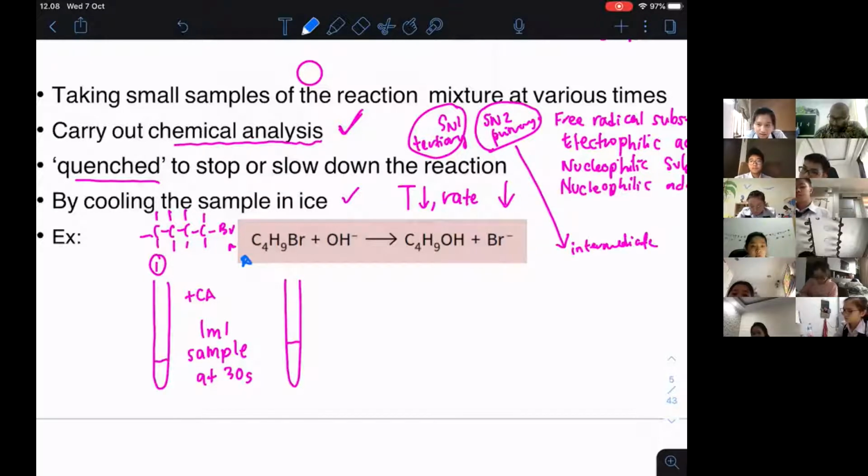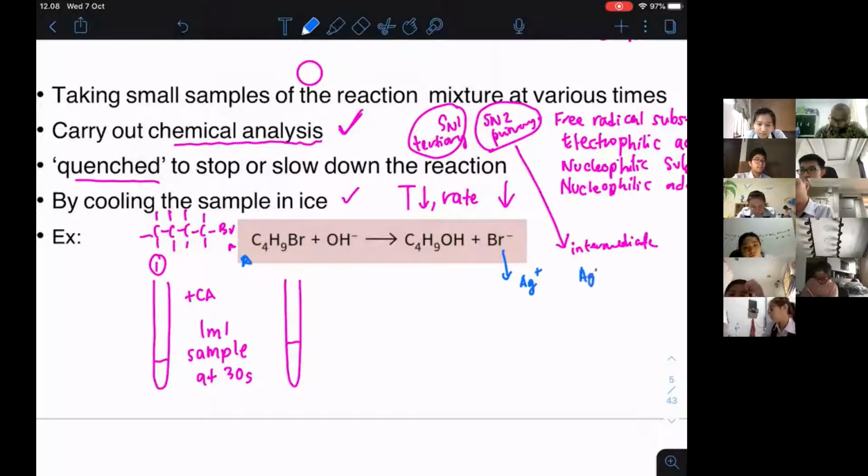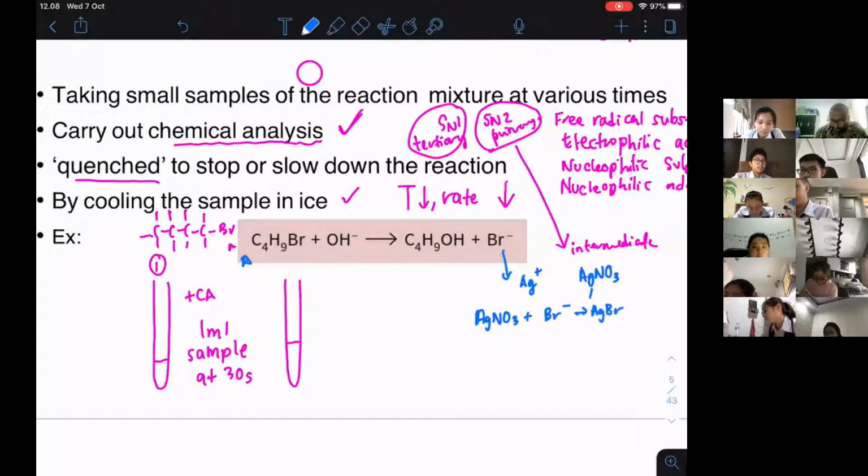You already learned that if I use silver ions, when I add silver nitrate, they will react with these halide ions. They will give you silver bromide. Can you remember? Silver chloride, silver iodide. So if you have Br minus there and I add silver nitrate, I am going to get a precipitate. To be exact, a cream precipitate will be formed.